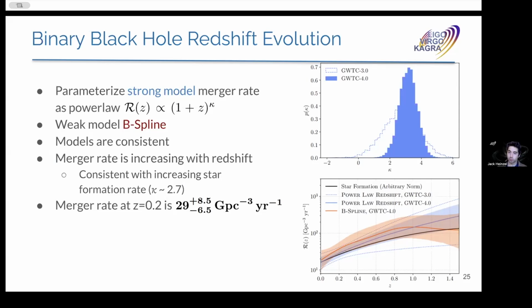It's also consistent with the increasing star formation rate that we see in the universe. This has a power law index in the local universe of about kappa of 2.7. So we are consistent with that. Finally, we see that the merger rate at redshift 0.2, which is where we are most constraining, is around 30 mergers per cubic gigaparsec per year.